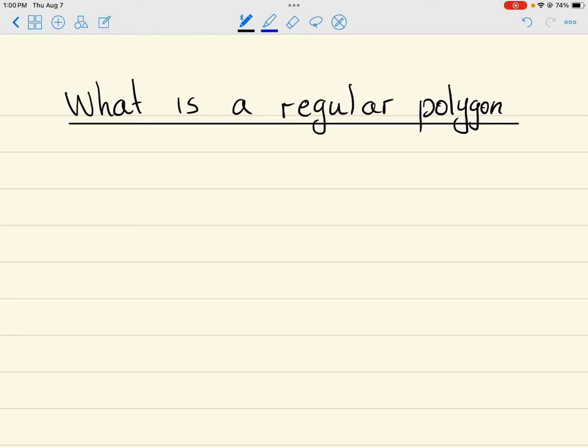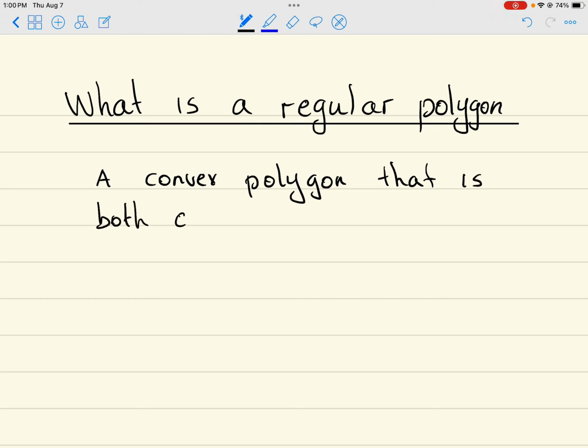So I have another short lesson on what is a regular polygon. So a regular polygon is essentially a convex polygon that is both equilateral and equiangular.